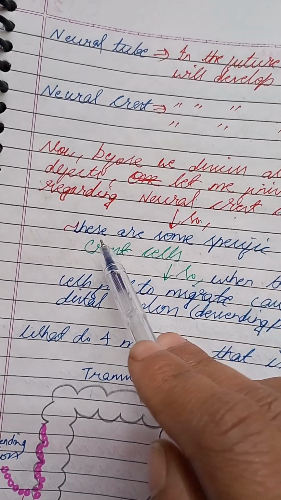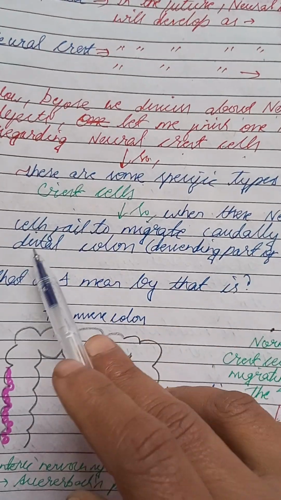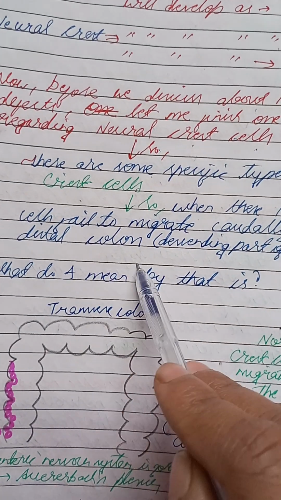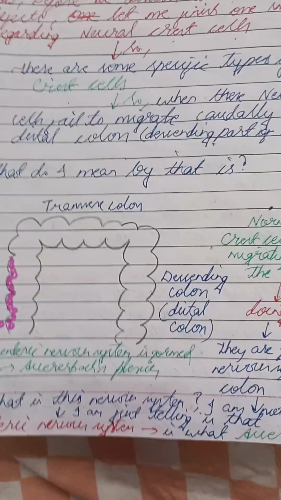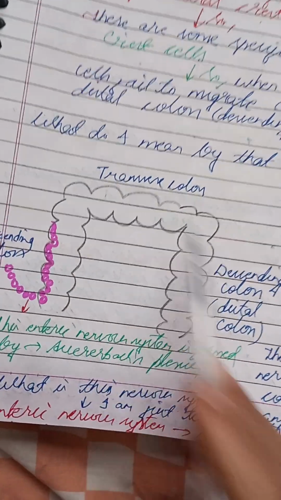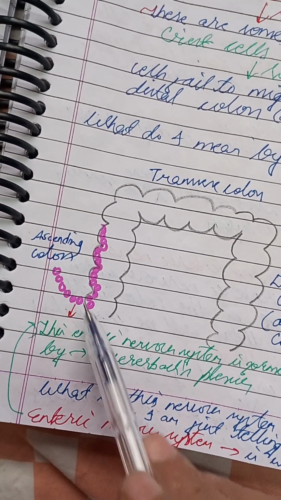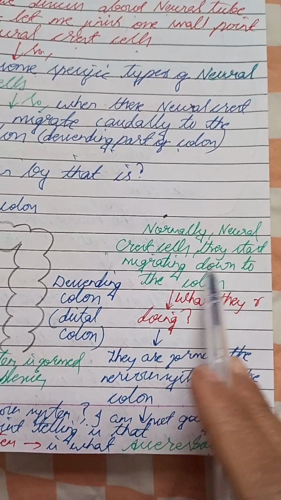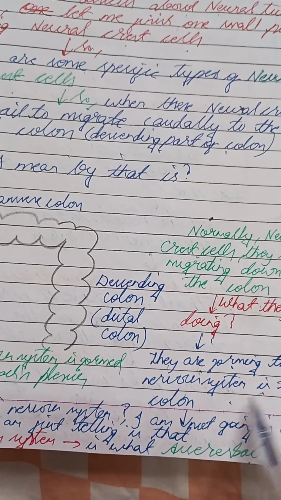There are some specific types of neural crest cells. So when these neural crest cells fail to migrate caudally to the distal colon, that is the descending part of the colon. What I mean by that is this is the ascending colon, this is the transverse colon, and this is the descending colon, and these red cells are the neural crest cells. Normally, neural crest cells start migrating down to the colon. What they are doing is forming the nervous system in the colon.